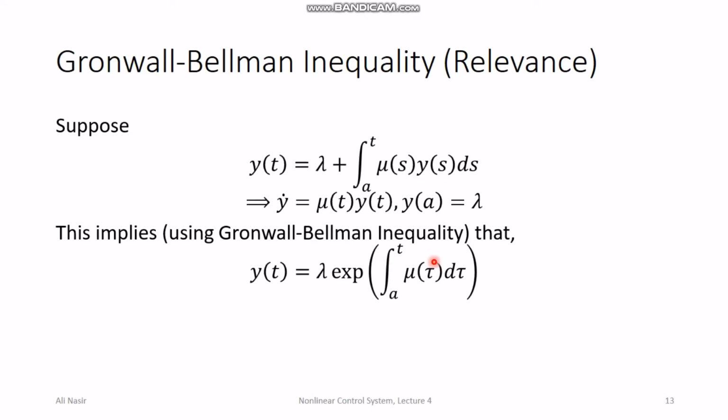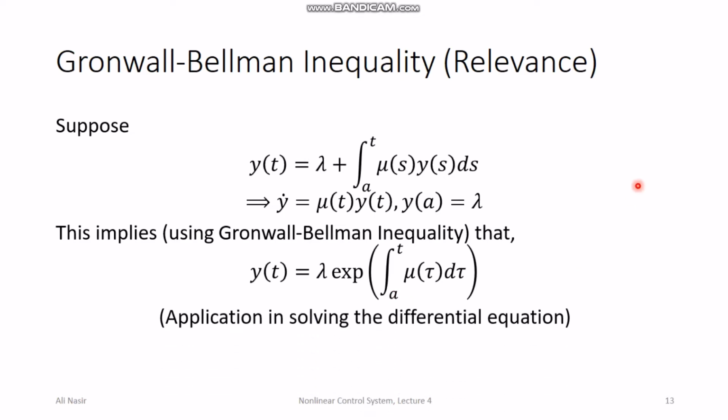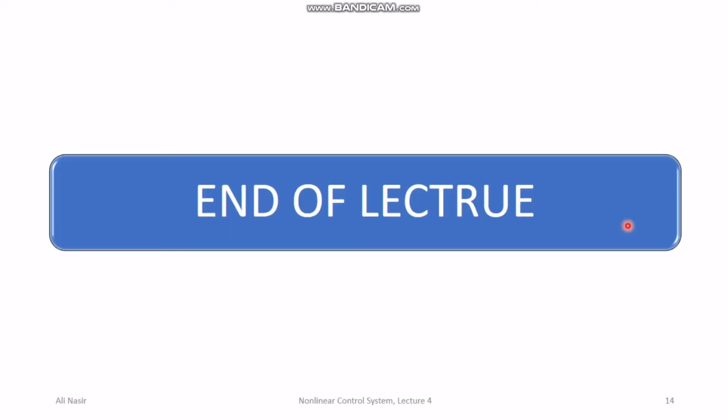So we already know this. We have used it sort of in linear systems theory, but it is good to know the original Gronwall-Bellman inequality that is relevant to nonlinear control system students. This basically has its application in solving the differential equation. So that's the end of the lecture.